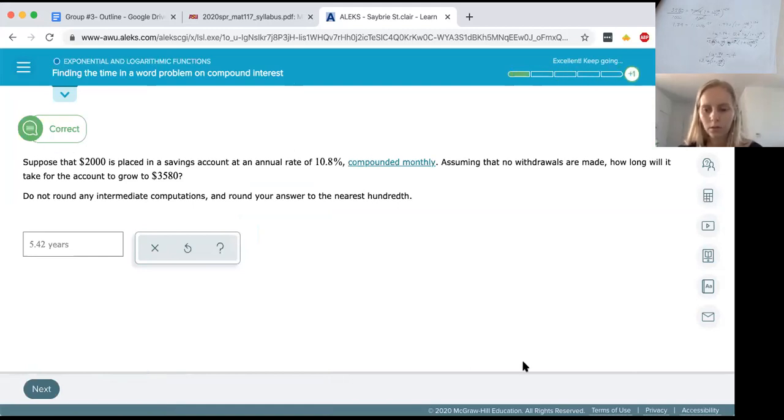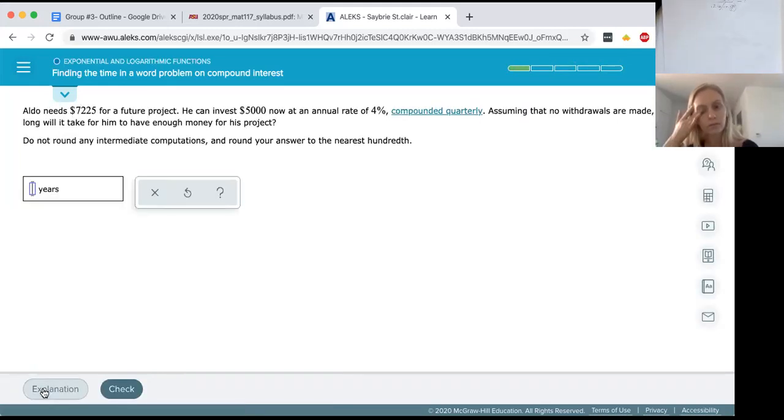Okay. Oh, these are messy. All right, so it looks like I'm going to take that 7,225. I'm going to divide that by 5,000 right away because I know that's what I'm going to do. And that's going to equal, in parentheses, 1 plus 0.04. Quarterly is 4, right? Yeah.